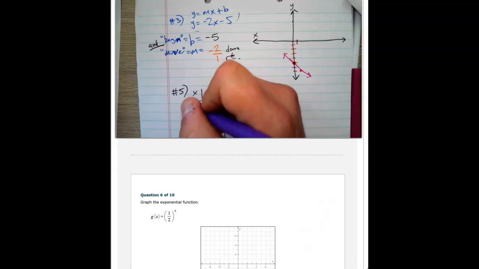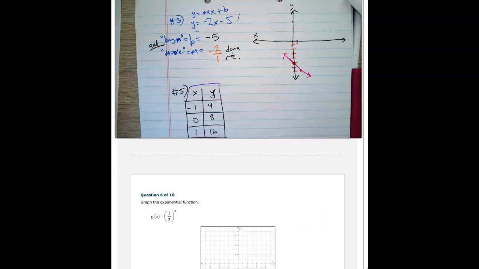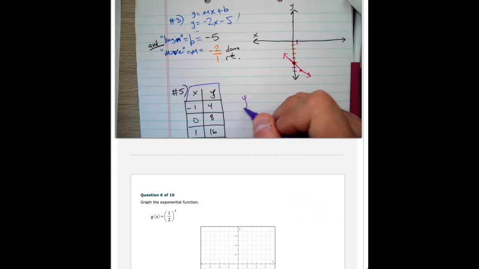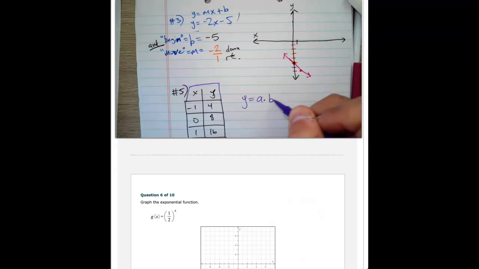Thing is, if I'm trying to explain it, it can take longer than 10 seconds. So let me advise you that this is, see how I highlighted exponential? I don't know if you're looking at both my screens, but it says exponential function. So as soon as it tells me it's exponential, I know it's y equals a times b to the x power.